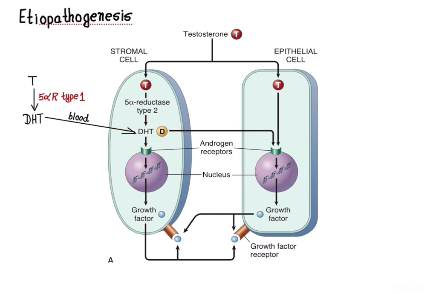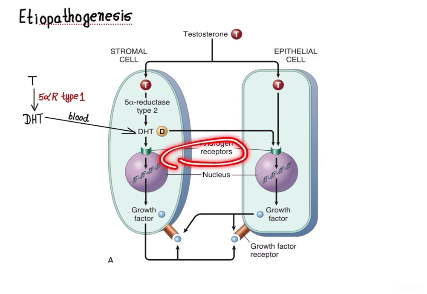The testosterone is converted into dihydrotestosterone with the help of 5-alpha reductase type 2 enzyme, which is expressed in the stromal cells. Remember, these 5-alpha reductase type 2 enzymes are not expressed in the epithelial cells. So epithelial cells cannot convert the testosterone into dihydrotestosterone. So whatever dihydrotestosterone is produced in the stromal cells, they will diffuse and enter into the epithelial cells also. And in the stromal cells and the epithelial cells, there will be presence of androgen receptors.